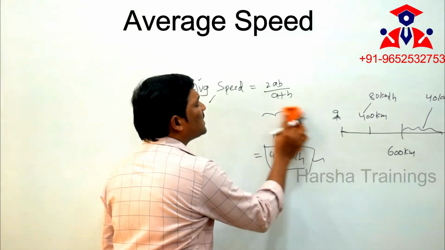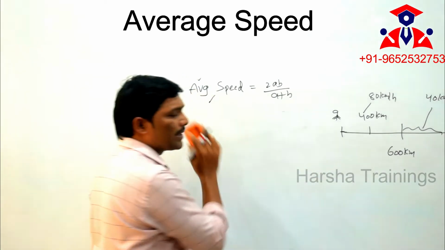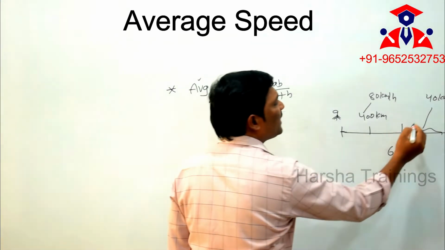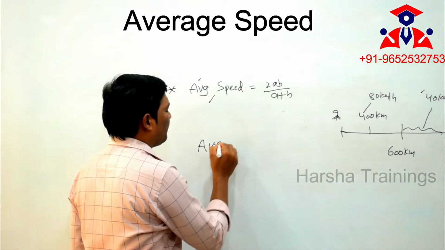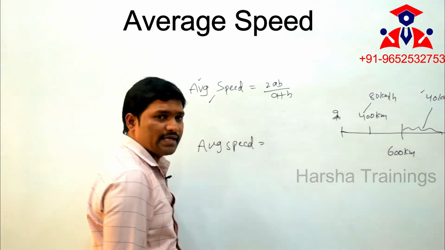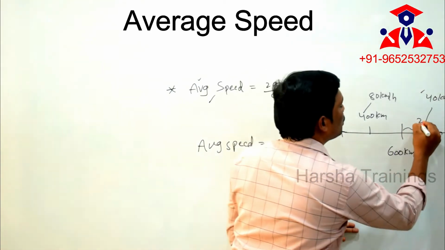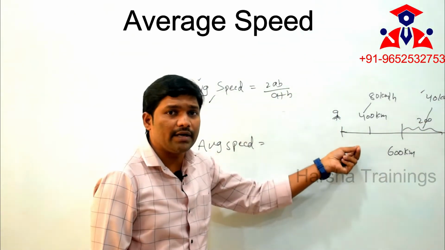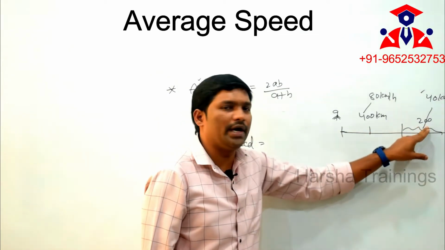Okay, the total distance is how much? 600 kilometers. A person moving first 400 kilometers with speed of 80 kilometer per hour, and remaining distance with speed of 40 kilometer per hour. Then find the average speed. Total distance is how much, guys? 600. First part is how much? 400. Remaining part is how much? 200 kilometer. The distance is same or different? So the distance is different because first part is 400, second part is 200 kilometer.